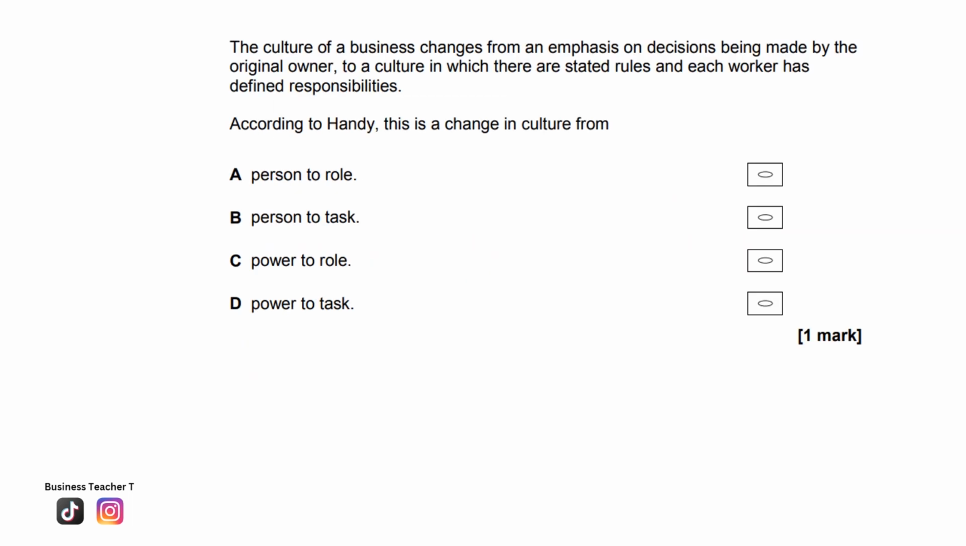The culture of a business changes from an emphasis on decisions being made by the original owner to a culture in which there are stated rules and each worker has defined responsibilities. According to Handy, this is a change in culture from A. Person to role. B. Person to task. C. Power to role. Or D. Power to task. And the answer is C. Power to role.